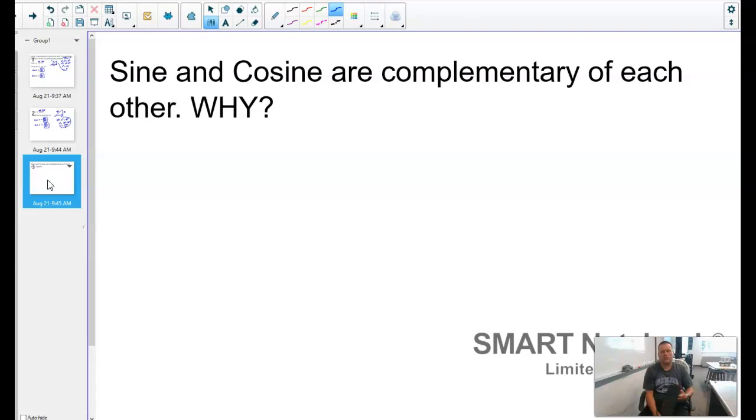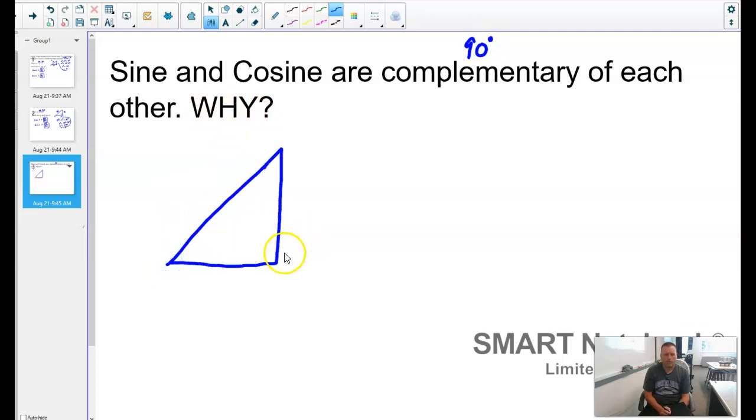Sine and cosine are what we call complementary of each other. The question is why, and to understand why they are complementary of each other, and what complementary is, let's look at this. Complementary means that the angles they use add up to 90 degrees. Okay, so why is this? Let me show you with a visual here.